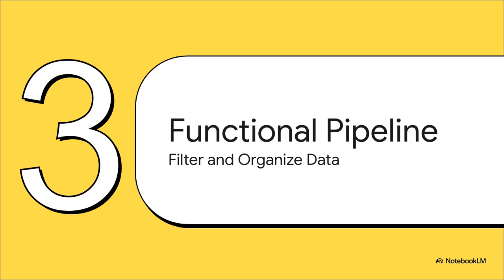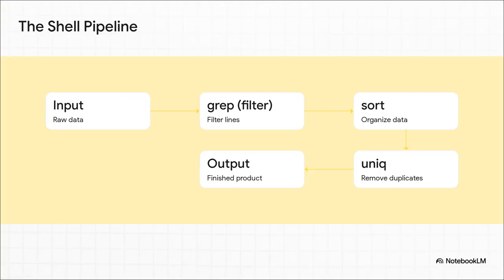Let's move to Section 3, the functional pipeline, and see how this builds into our very own data factory floor. Because the shell isn't just about single commands, actually. It's about how those commands talk to each other. This is one of the absolute most powerful concepts in computing, the shell pipeline. Try to imagine a physical, automated assembly line in a factory. You start with Step 1, your raw input. Let's say it's a massive, messy text file.